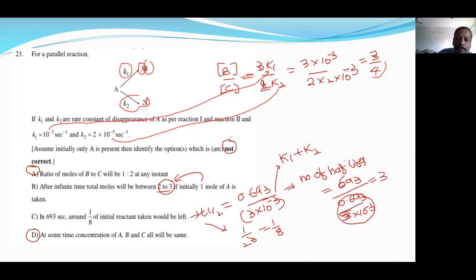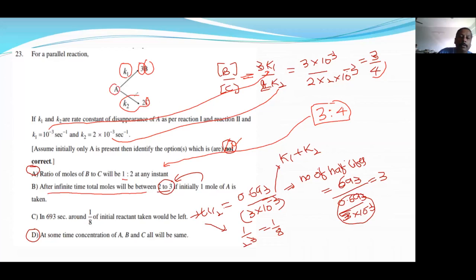But see here, not correct. What you have to select? Not correct. Okay. See here, after rigorous practice, we are saying that it is 3 by 4. And this option says that it is 1:2. Is it correct or incorrect? Incorrect. But you have to select the incorrect answer only. Okay. Sometimes it happens. We have to go for the incorrect options. Okay. We have no options in life. Next. After infinite time, total moles between 2 to 3. Okay. See here.